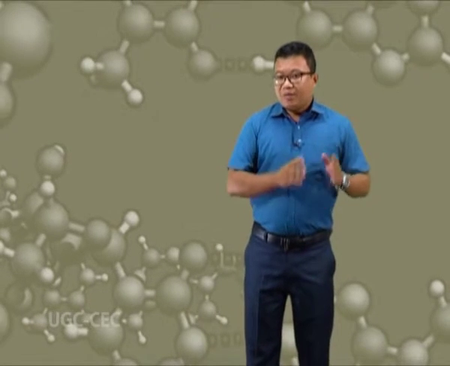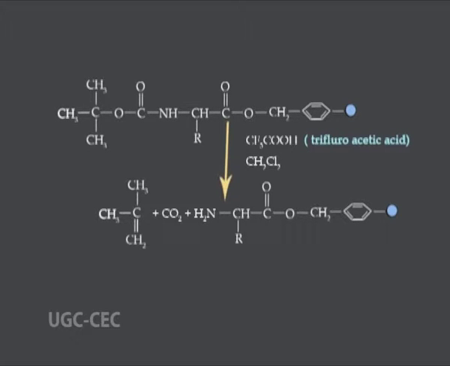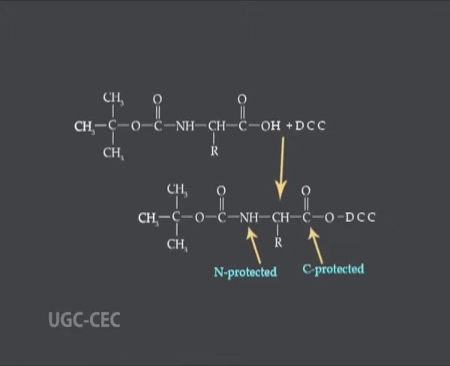After the C-terminal amino acid is attached to the resin, the TBOC protecting group is removed. The next amino acid, with its amino group protected with tertiary butyloxycarbonyl and its carboxyl group activated with DCC, dicyclohexylcarbodiimide, is added to the solution.